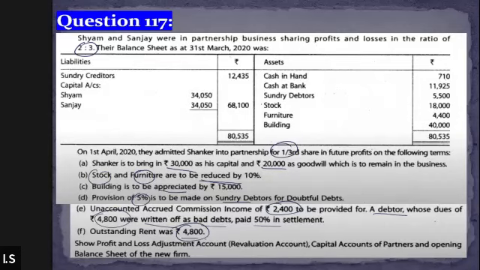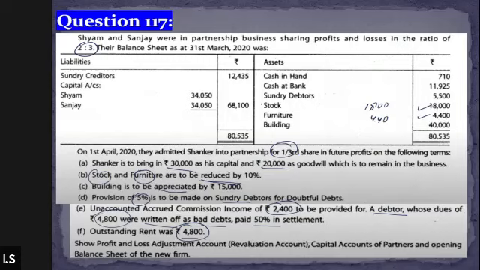Moving on to the next item, stock and furniture are to be reduced by 10%. So stock, look at the value of the stock. The stock is 18,000 and furniture is at 4,400. Both the values need to be reduced by 10%. So when stock is reduced by 10%, that means there is going to be a reduction of 1,800, and furniture is also going to be reduced by 10%. That means there will be a reduction in the value of the furniture by 440.